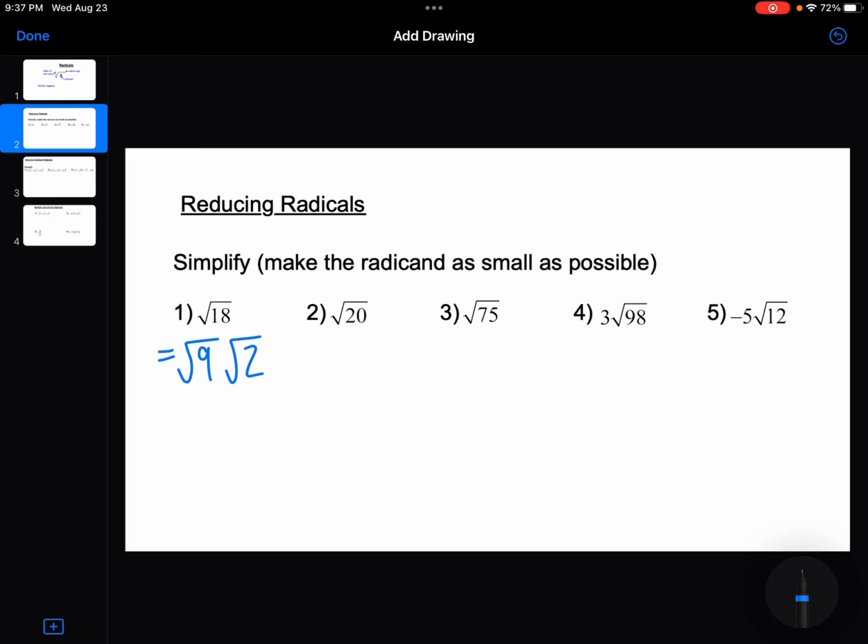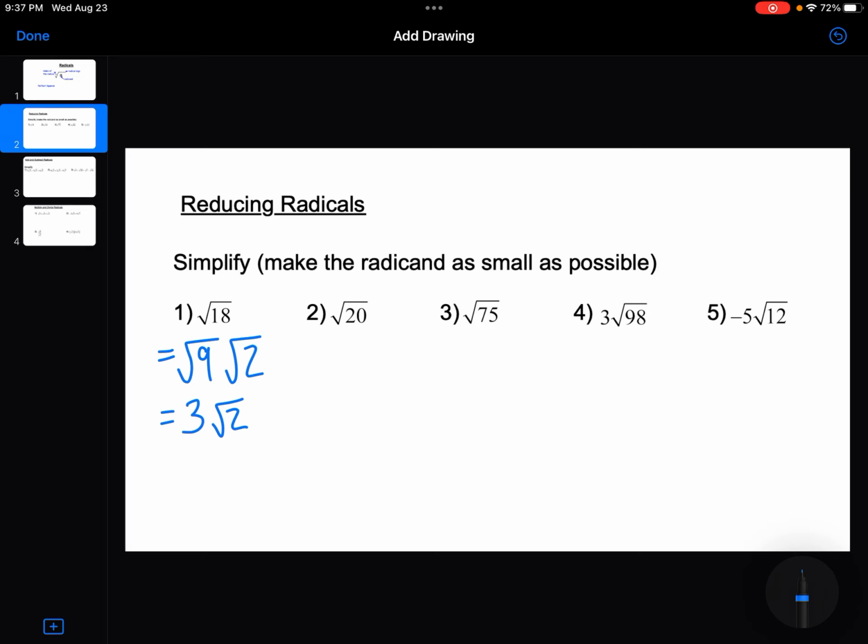Now the square root of 9 times the square root of 2, 2 times 9 is 18, I can actually break radicals up like that. And we know the square root of 9 is equal to 3. So this is actually equal to 3 root 2. We've made the radicand 2 instead of 18.